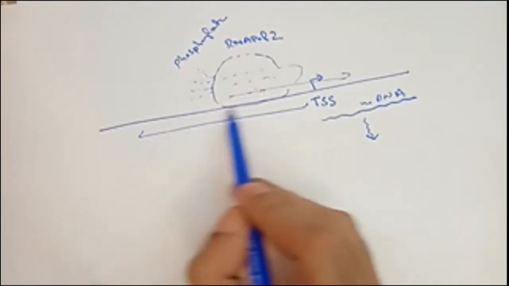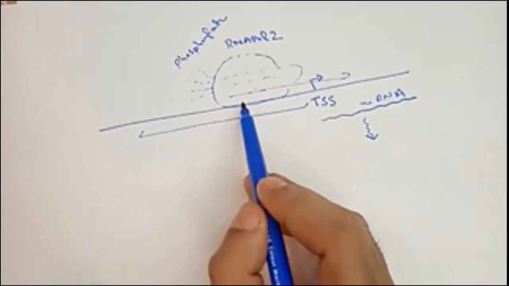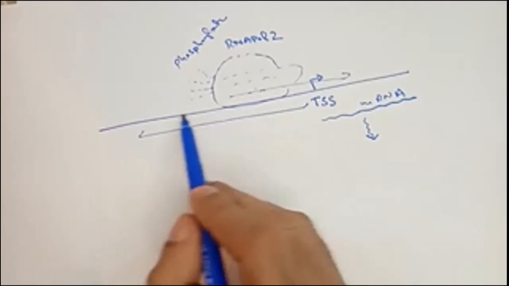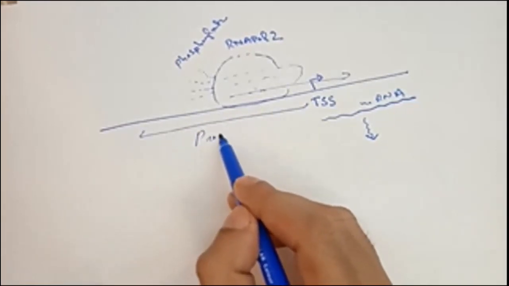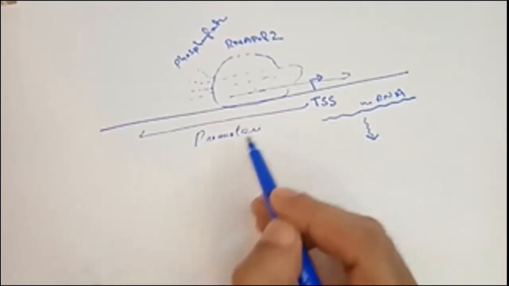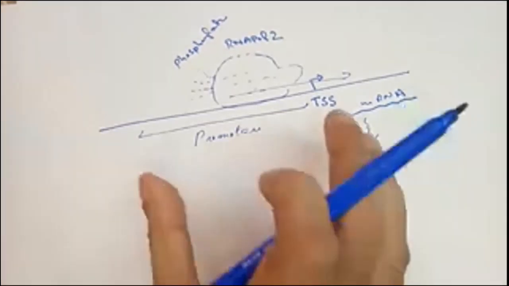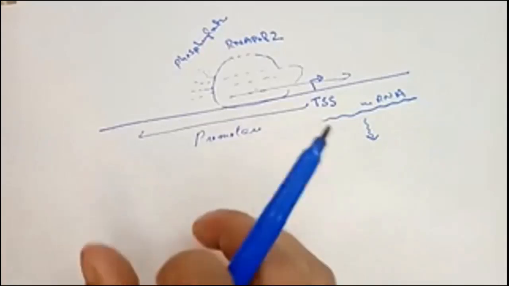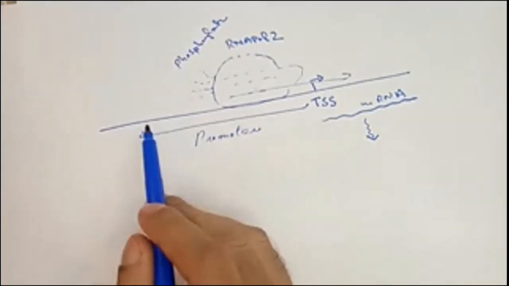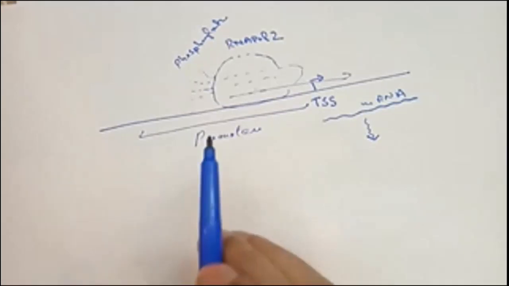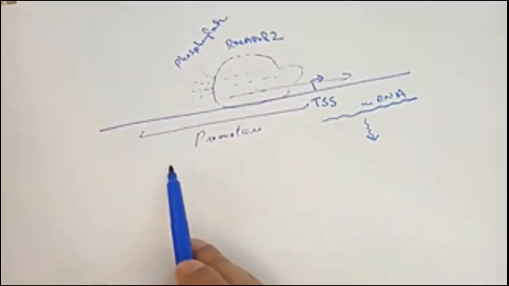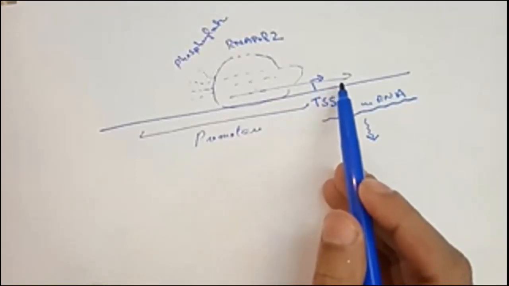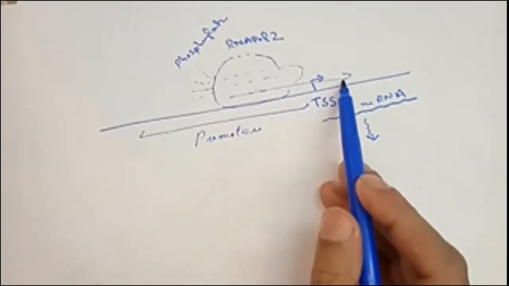The portion where RNA pol 2 will start its assembly procedure is called the promoter. This is called the promoter region. A promoter is further divided into different subfragments. But the first thing you need to remember, this is the place where the decision about the expression of the gene is made.